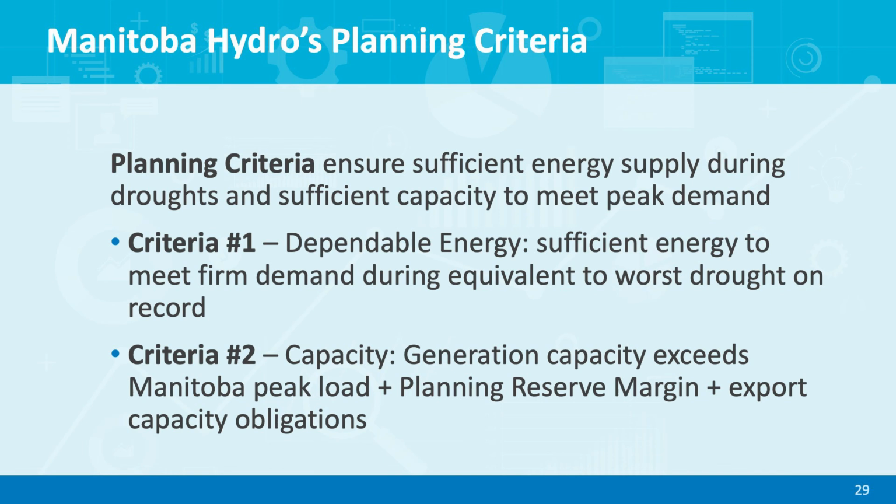The second criteria is for capacity. The system must be planned to ensure there is sufficient generating capacity to meet Manitoba's peak load, plus any commitment for export contracts. In addition, generators do break down from time to time, and we do experience extreme weather events. So a planning reserve margin is utilized to increase the required capacity to ensure we are prepared for such events.